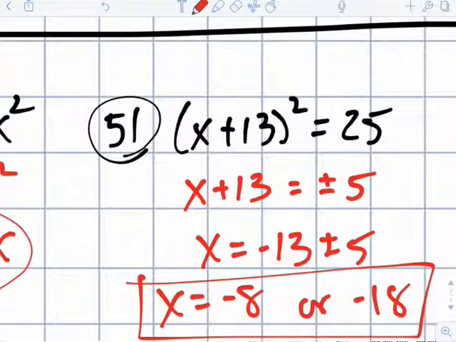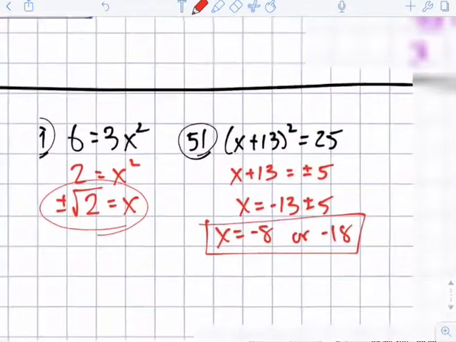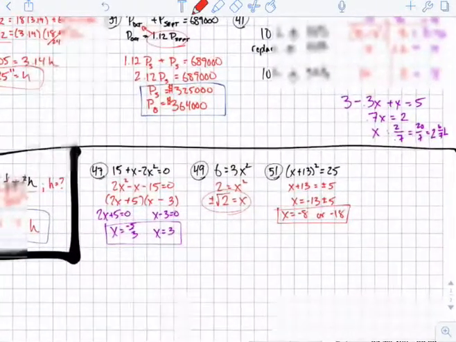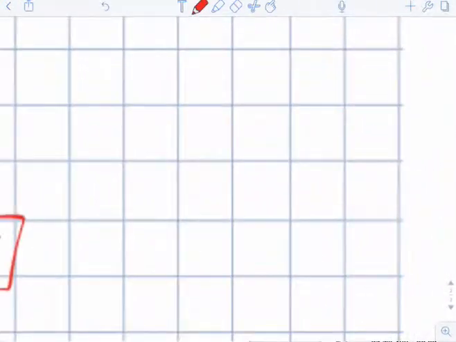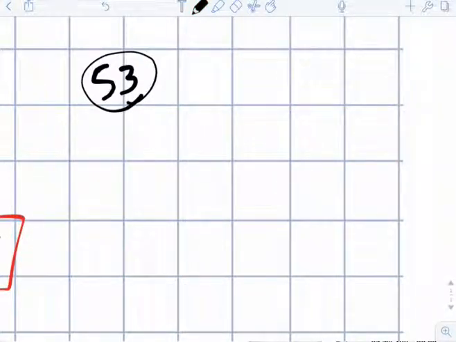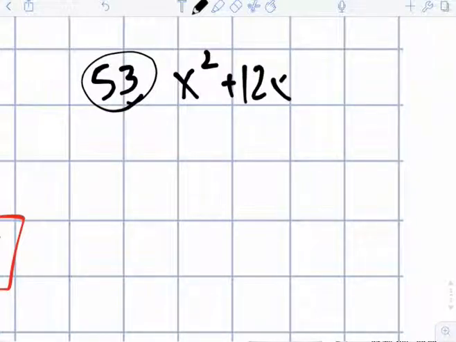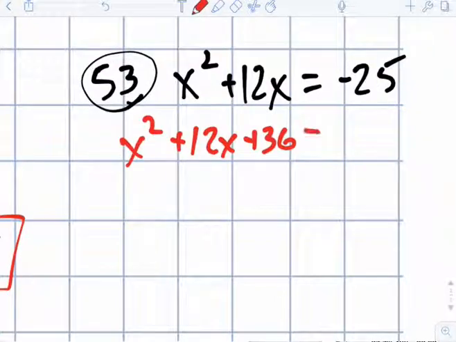That's 51. Let's look at 53. 53, they've really designed it up to complete the square. You don't have to, unless you're specifically told to. I will complete the square, but it is plus 12x, but you can do it other ways. Equals negative 25. So completing the square, I would add 36 to both sides.